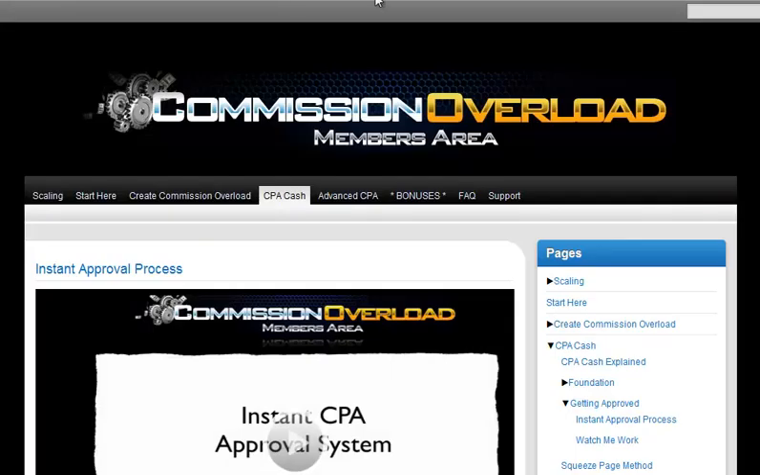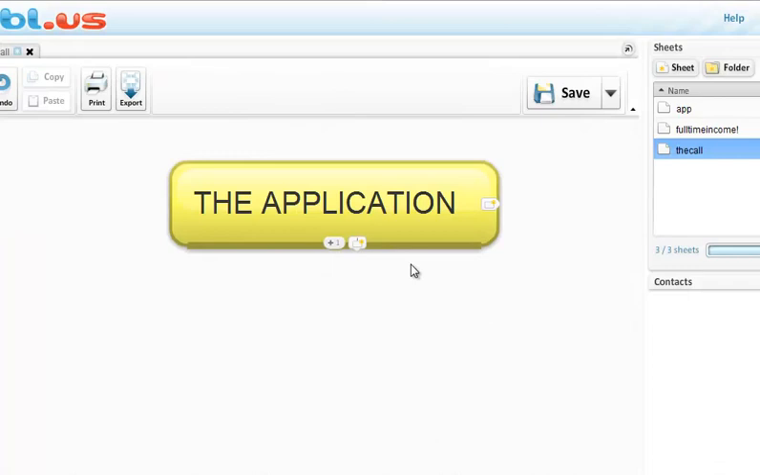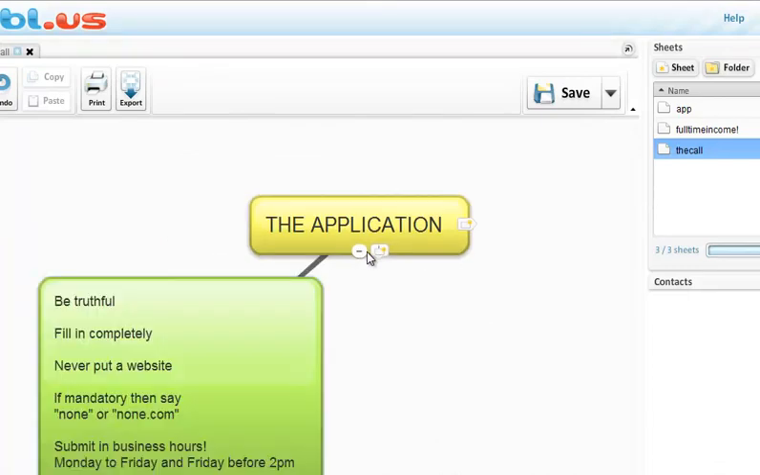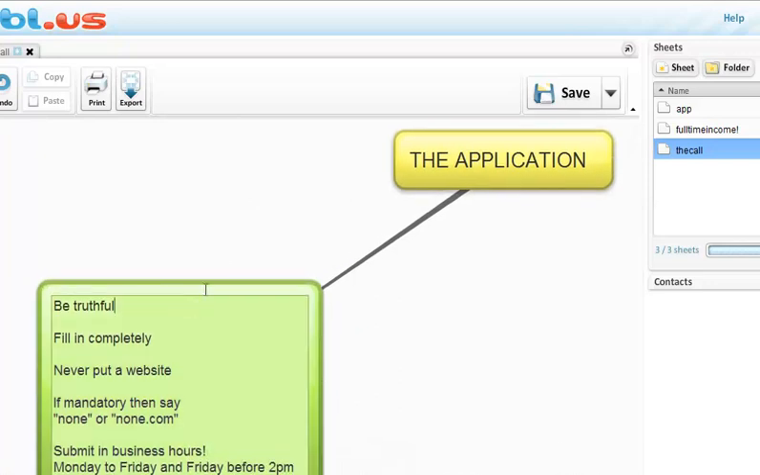Whatever I learned here, I put it to practice in two different CPA networks. It was Max Bounty and Clicks Galore, and I got accepted immediately. Okay, so this is coming from recent experience, and I'm going to show you what exactly I mean. Okay, so first, the application. What do you need to put in the application so that you get instant approval?